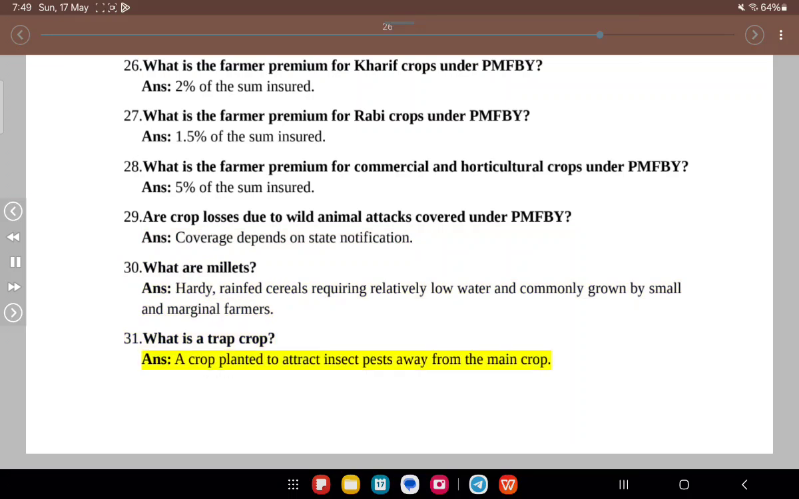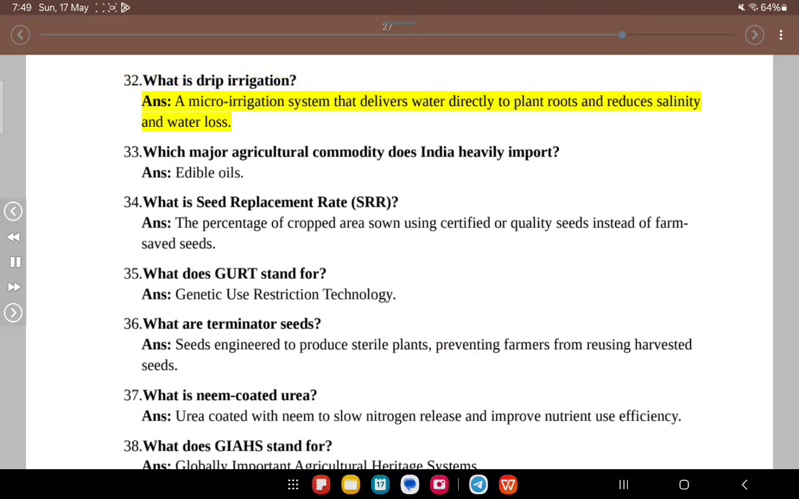31. What is a trap crop? Ans. A crop planted to attract insect pests away from the main crop. 32. What is drip irrigation? Ans. A micro-irrigation system that delivers water directly to plant roots and reduces salinity and water loss. 33. Which major agricultural commodity does India heavily import? Ans. Edible oils.